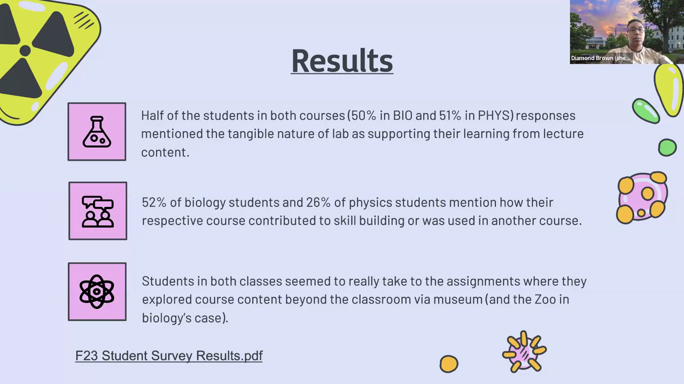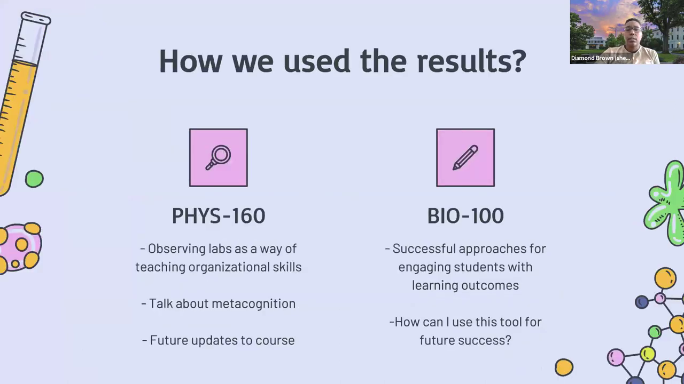And then the third big result was that students of both classes seemed to really take to those assignments where they could go outside of the classroom and go somewhere and see it in real time. In biology, it was the zoo, and for students in the physics class, they went to the Natural History Museum. Sarah, you can go to the next slide. Then I'll turn it over to Aaron and Rebecca.